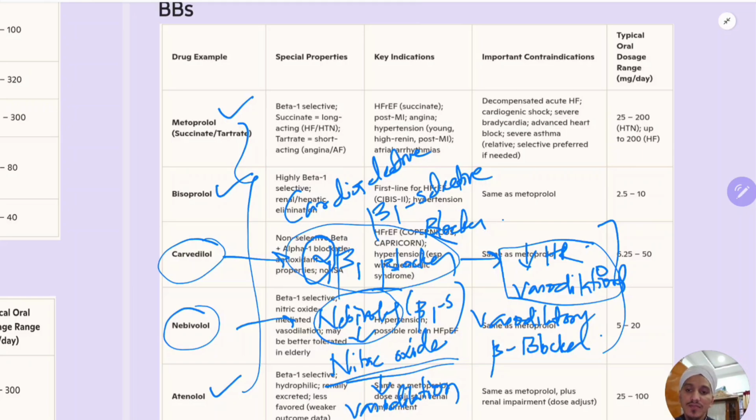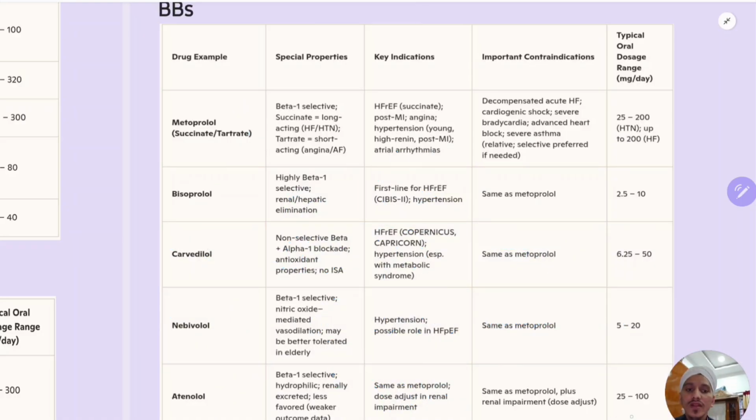That you should remember. What is the difference between these two? Carvedilol has a short half-life, so you should give it in BD dose, and Nebivolol has a long half-life, so you should give it in OD dose. That is the difference. Okay, so let us discuss now one by one.